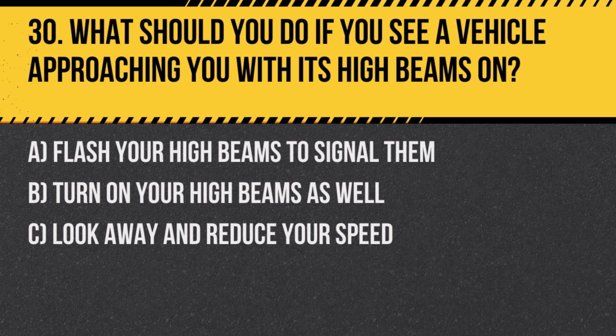Answer: C. Look away and reduce your speed. If you see a vehicle approaching you with its high beams on, look away from the lights and reduce your speed to avoid being blinded by the glare.